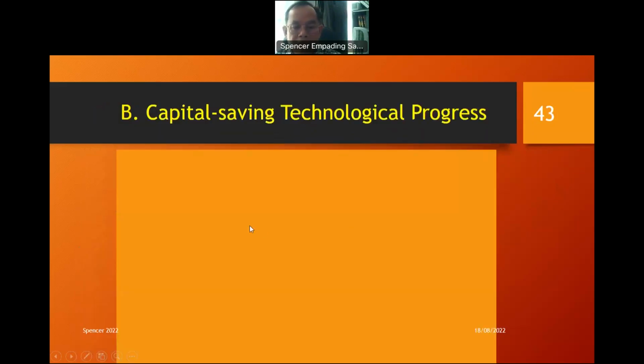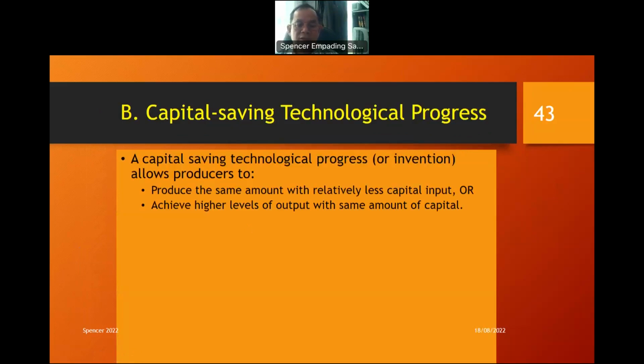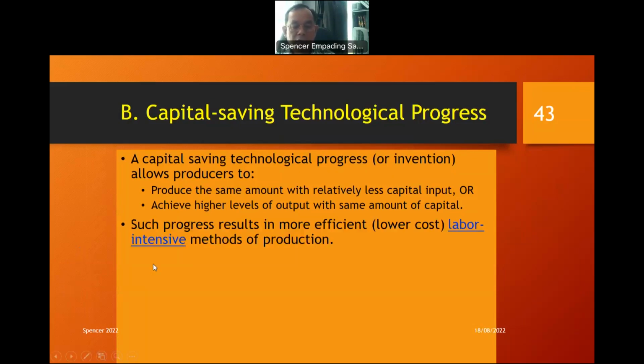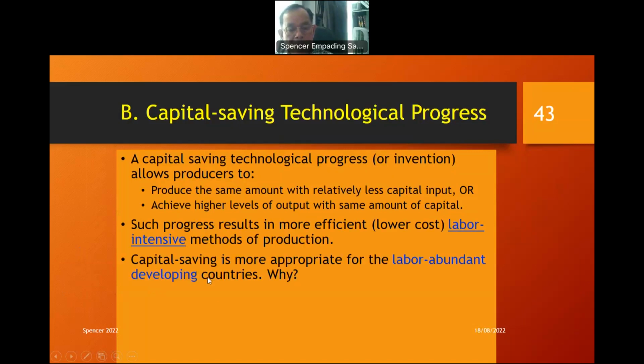Okay. The other form of saving technical progress is known as capital saving. By that, we mean it's saving on capital. So this technology allows producers to produce the same amount of goods or services, but with relatively less capital. Or the other way of looking at it is to achieve a higher level of output with the same amount of capital. So either way. This kind of progress results in more efficient, lower cost, labor intensive methods of production. In other words, it involves more labor to be involved in the production. So it is capital saving, because the use of capital is less.